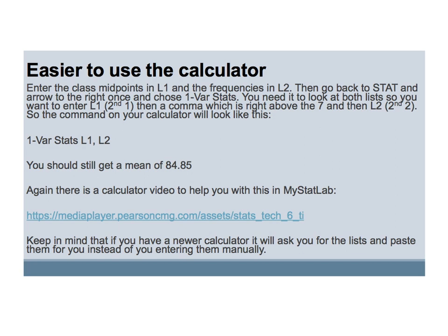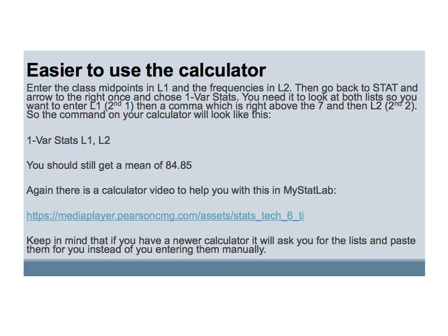Put L1 in the first thing, L2 in the second thing, and then scroll down until it says paste, click paste, and it'll put on your screen 1 var stats, L1, comma, L2. They're doing this to be helpful. I'm not sure it always is, but it's just going to look a little different, but you'll get the same results. There's also a video in my stat lab to help you with this. The link is there. And if you get confused, ask me in class and I'll show you.